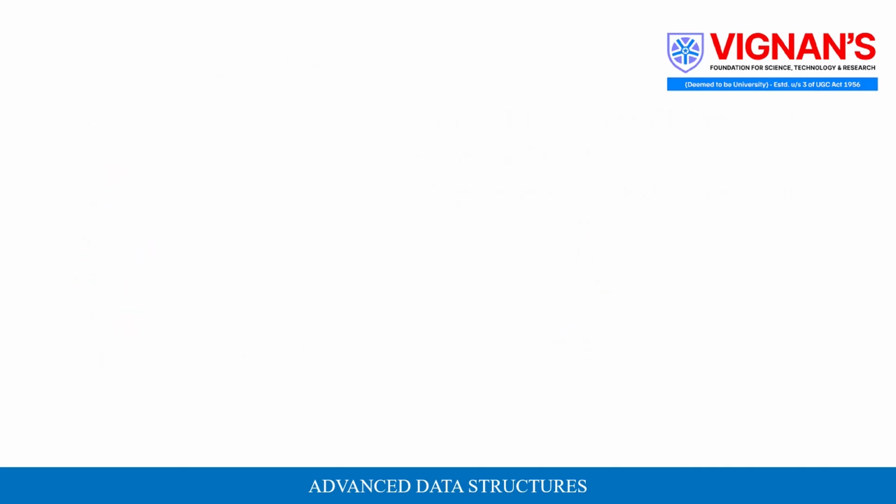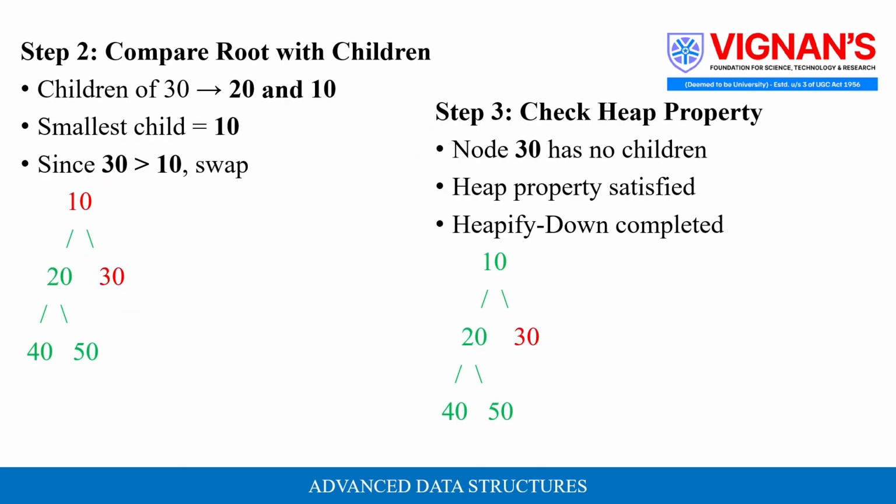Step 2. Compare root with children. The children of 30 are 20 and 10. Among these, the smallest child is 10. Since 30 is greater than 10, we swap 30 and 10.